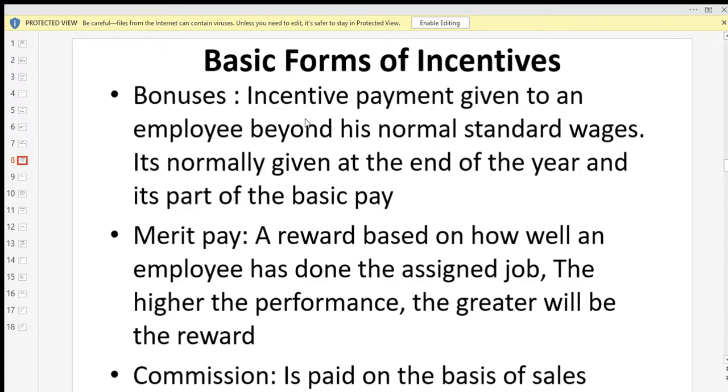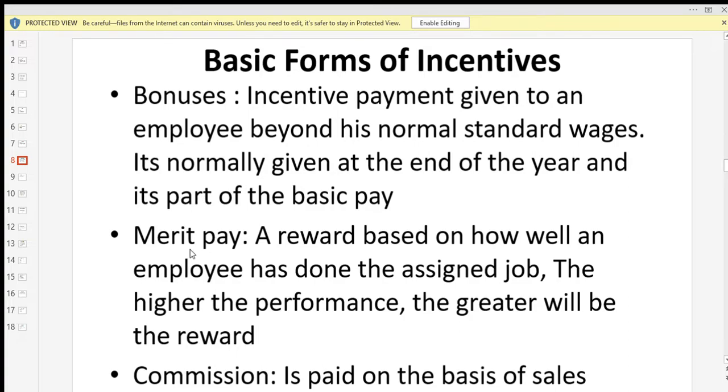Then the basic forms of incentives. The first is bonuses. A bonus is an incentive payment given to an employee beyond his normal standard wages. It is normally given at the end of the year and it's part of the base pay. So when they give you a bonus, they appreciate you for being more productive to the organization.